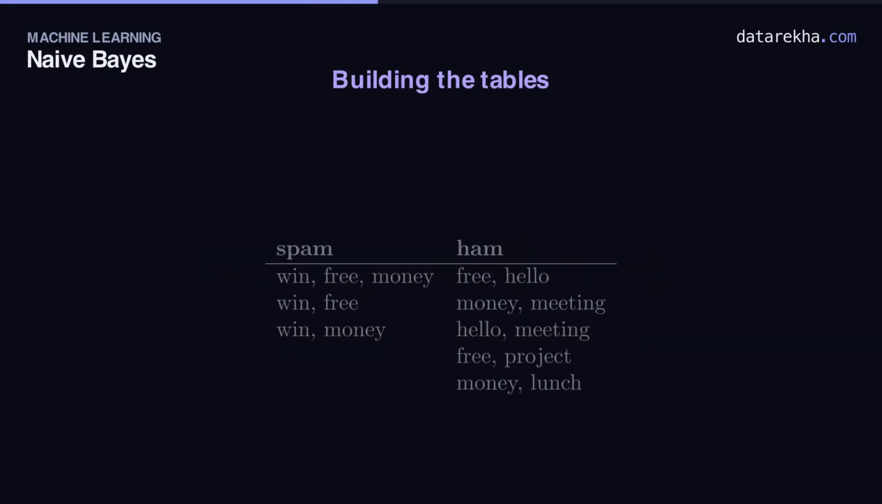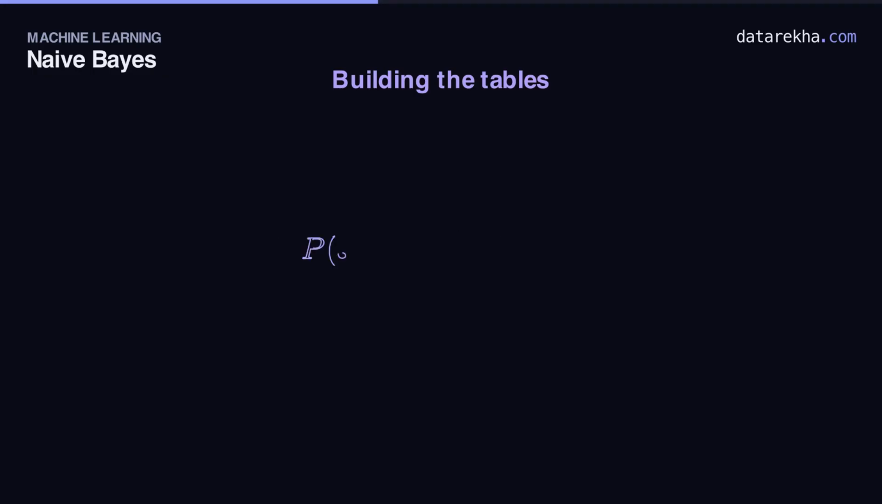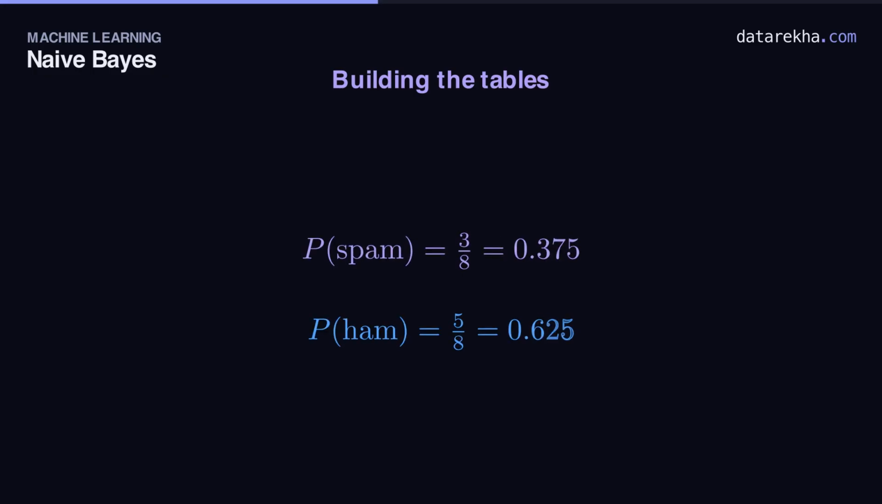Let's make it concrete with a tiny labeled set. 8 emails a human has already sorted. 3 are spam on the left. 5 are ordinary mail on the right. For each, we simply note which words appear. The priors are just the class proportions. 3 of the 8 emails are spam, 5 are ham. So the prior for spam is 3/8, and for ham, 5/8.